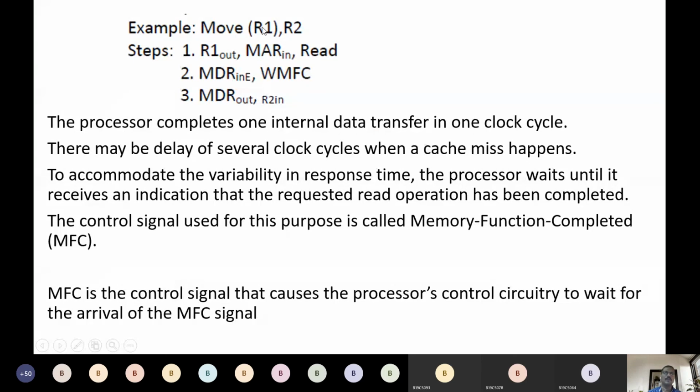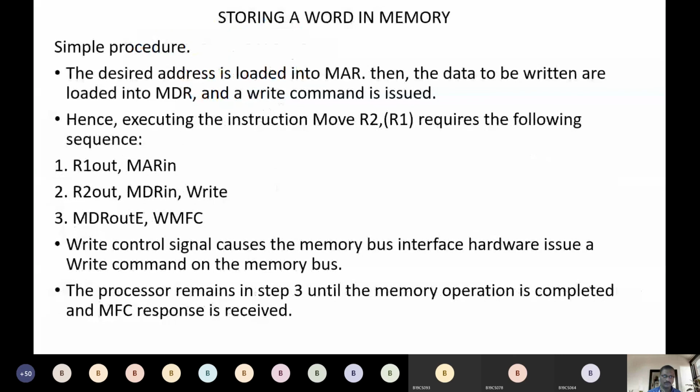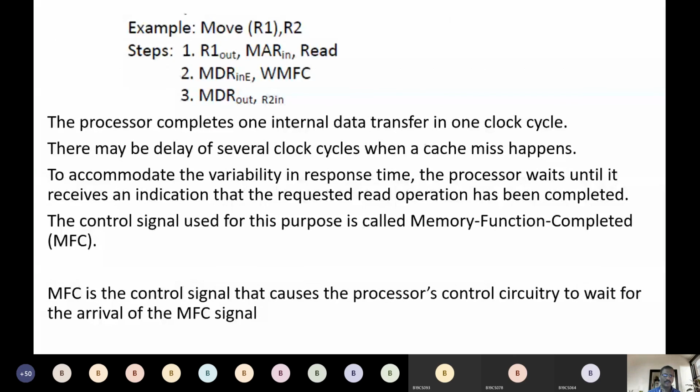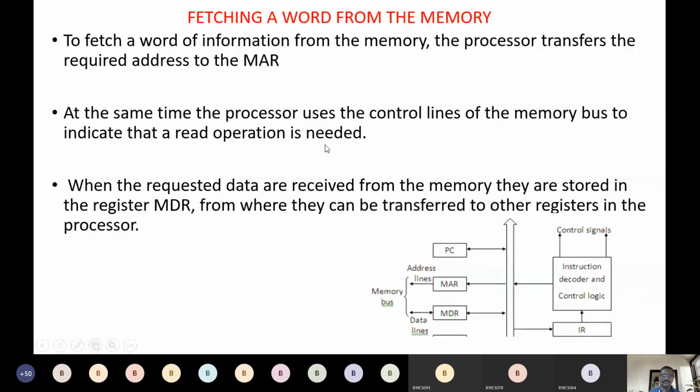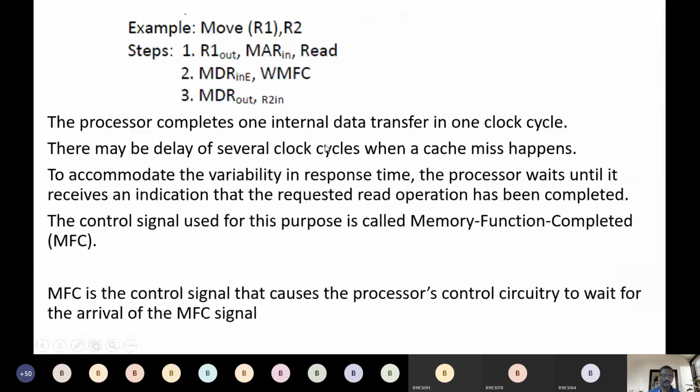So in simple terms, from R1 we take the address, go to main memory, take the actual value at that address, and store that value in R2. I want you to go through this theory part once because it may be a little confusing. Anyhow, I will try to explain this part, fetching a word from main memory, once again in the next class.